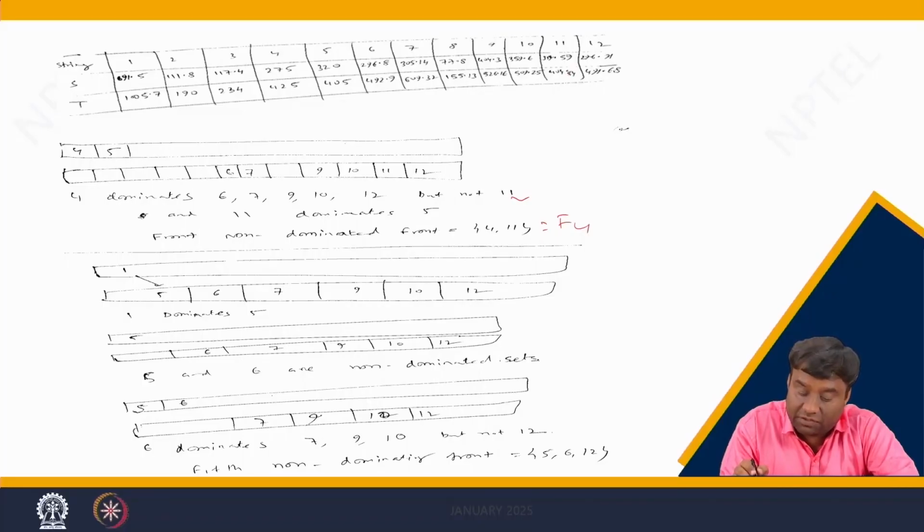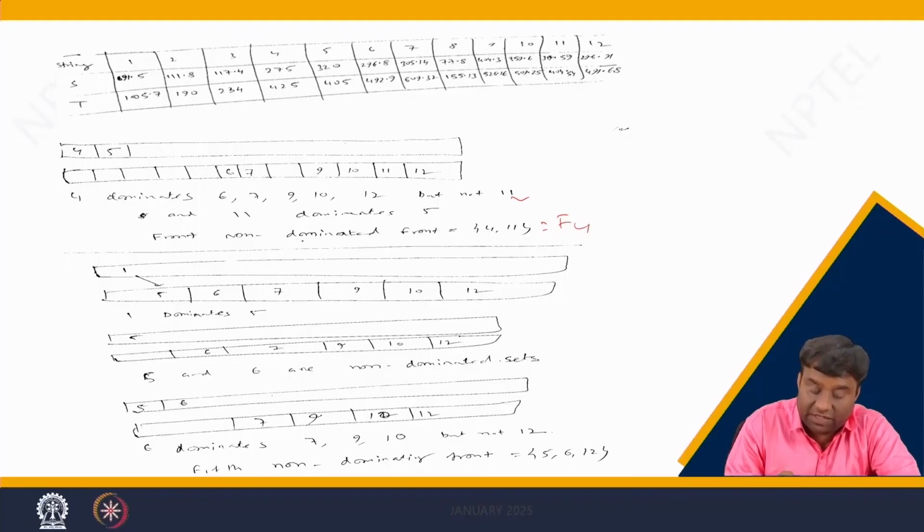So 4 and 11 are not dominating, but 11 dominates 5. 11 dominates 5 here because both values are less. So you can say that in the next front of non-dominant sorting, F4 is 4 and 11. You need to remove 2, remove 8, remove 2, remove 3, remove 4, remove 11.